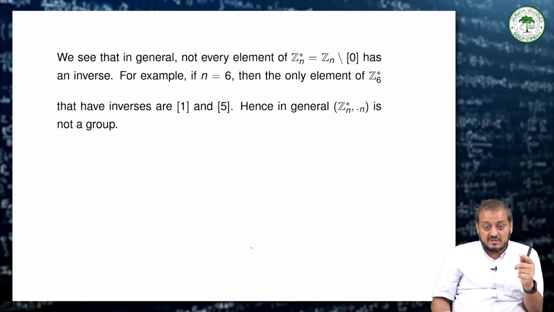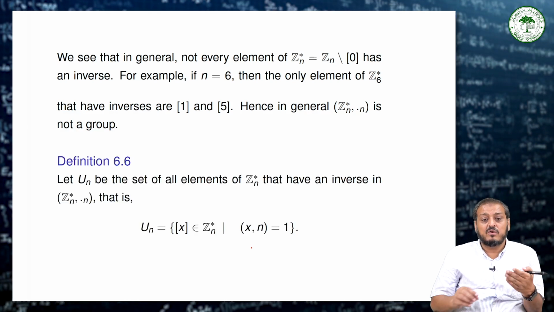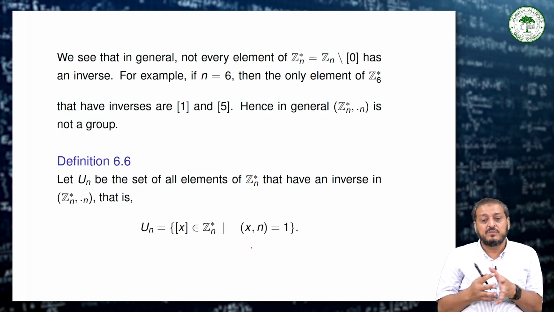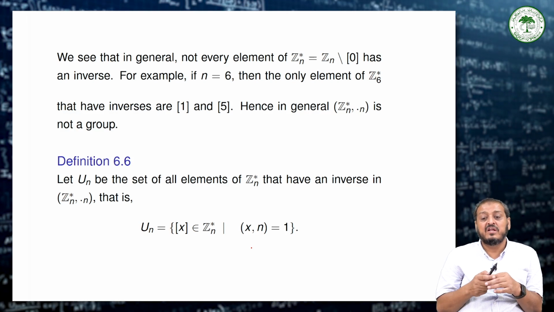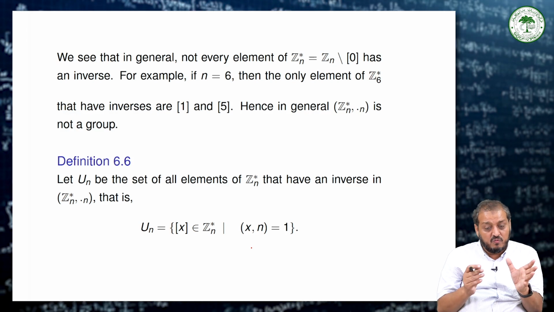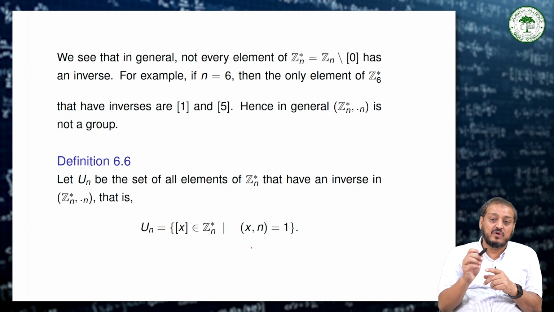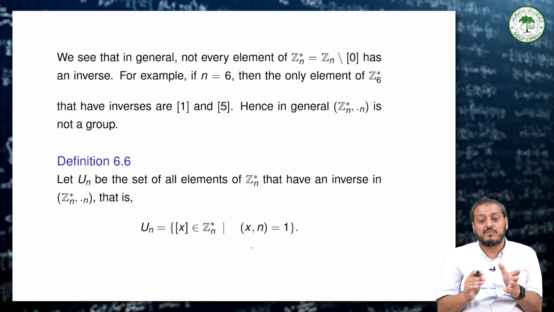So now, thinking about the group, we have to define a new set. Let Un be the set of all elements of Zn star that have an inverse. So Un is the set where the equivalence class of x is an element of Zn star, and x and n are relatively prime.